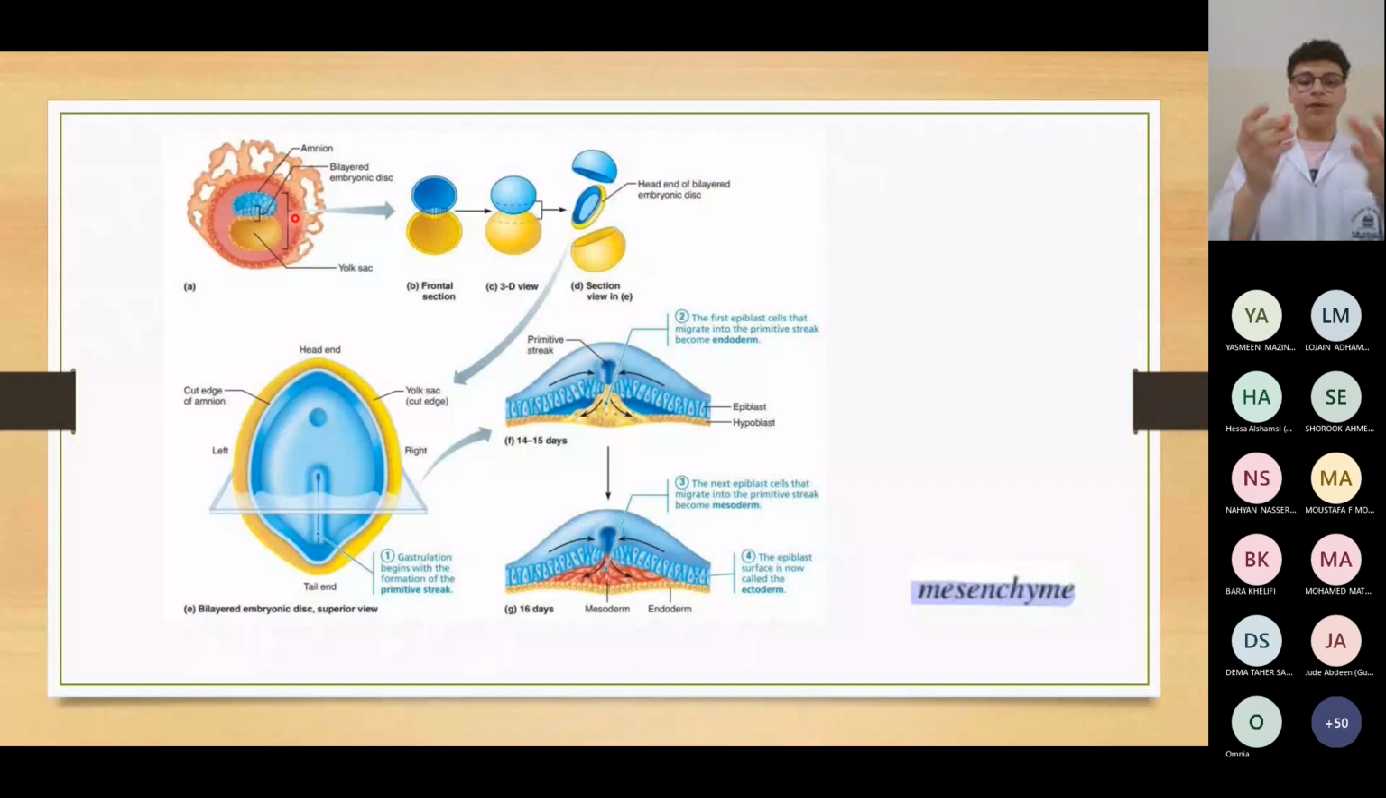Okay, so the epiblast cells are going to proliferate and they're going to do something like this.